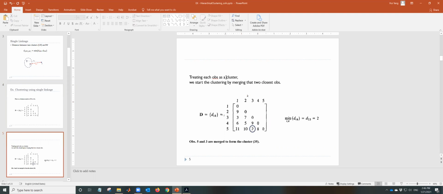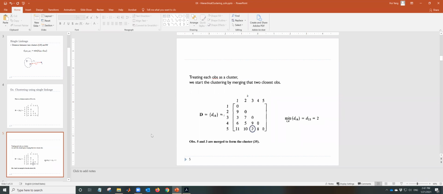Treat each observation as a single cluster. We start the clustering by merging the two closest observations. So which two observations are closest? We look at all these numbers. Obviously, this 2 is the smallest, so 3 and 5 are very close to each other. We merge 3 and 5 to form the new cluster 3, 5.